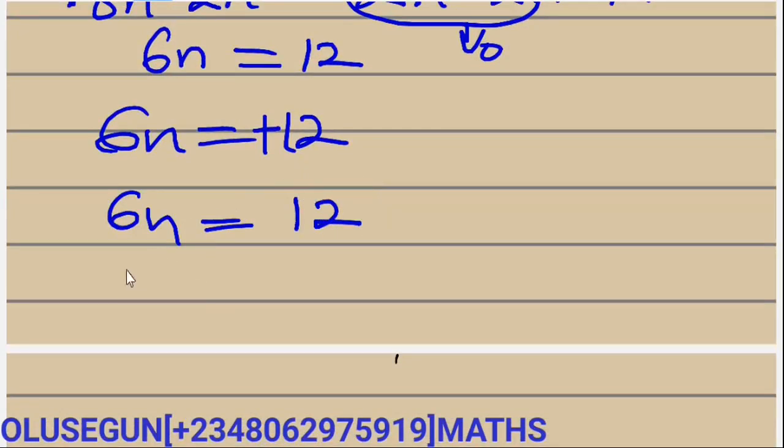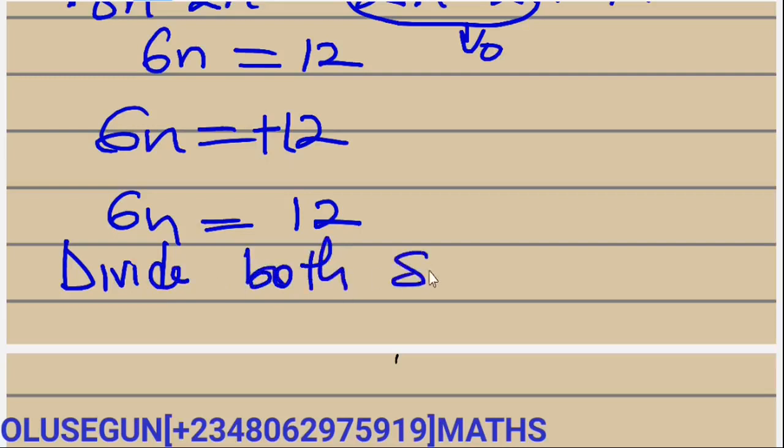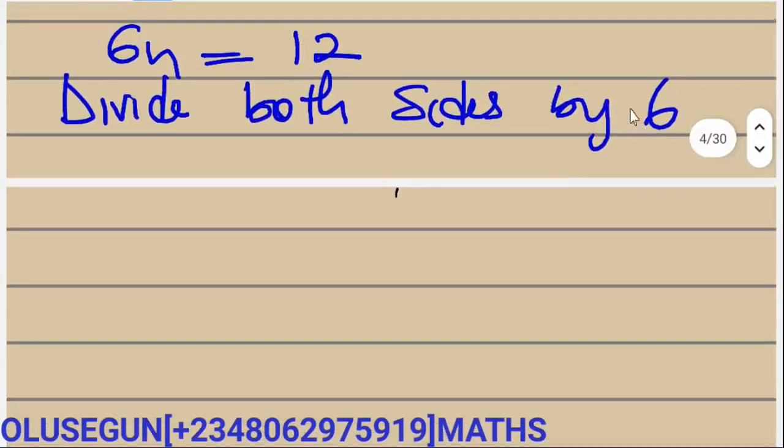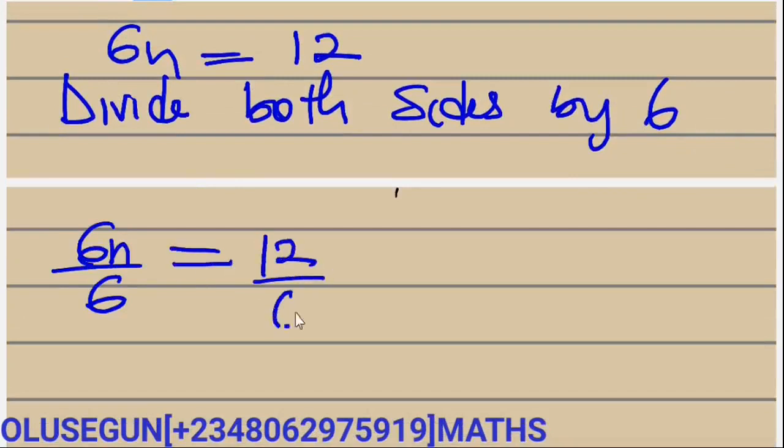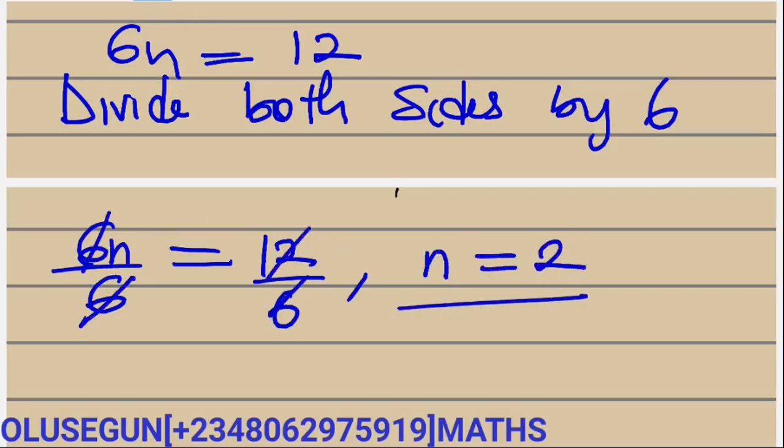So let's divide both sides by 6. In dividing both sides by 6, we have 6n over 6 is equal to 12 over 6. By the time this cancels, our n is equal to 2.